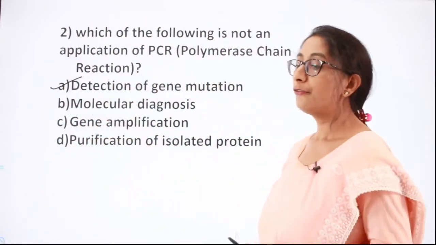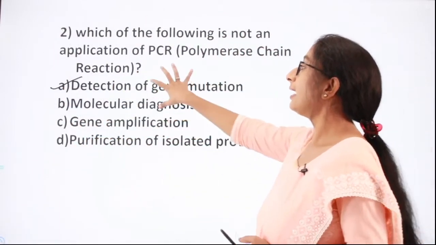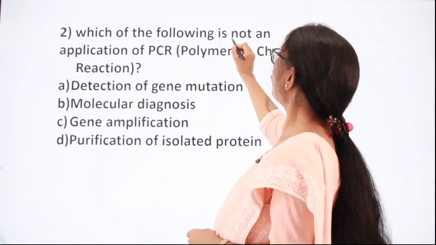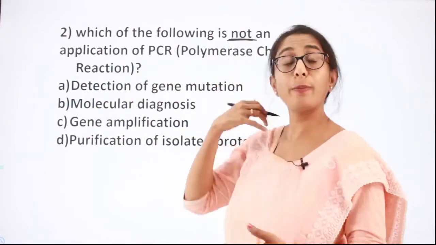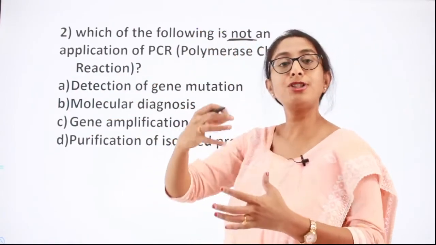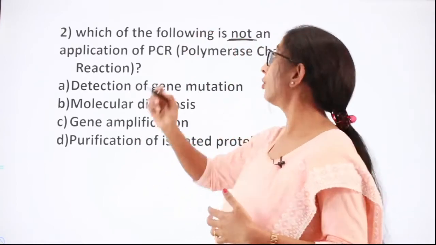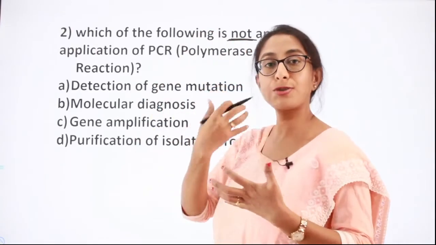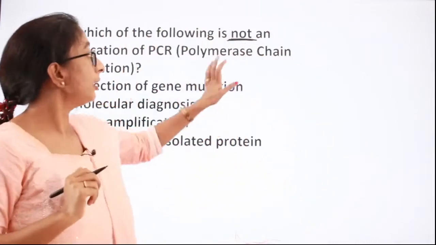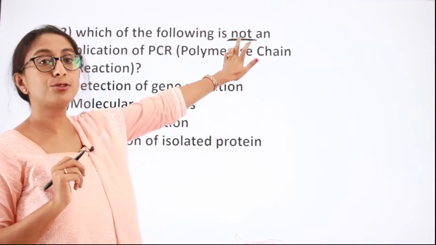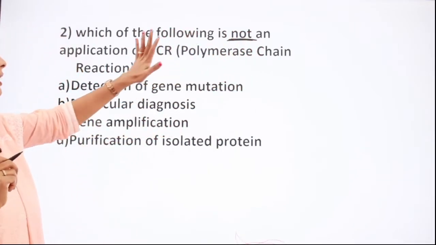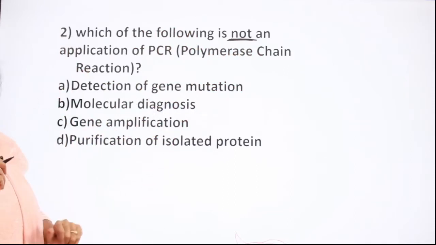Next, which of the following is not an application of PCR? So they are asking which of the following is not an application. Many times what students do is they do not read whether they are asking which option is right or wrong, or which is not, or which is true. So please, whenever you are reading a question, make sure you read these terms properly so that you don't go wrong in the examination. So which of the following is not an application of PCR, that is polymerase chain reaction?